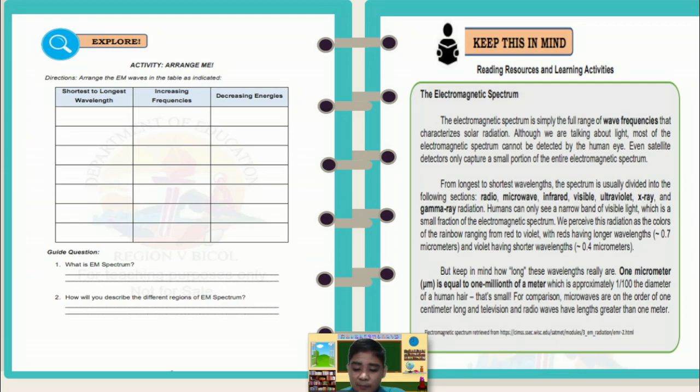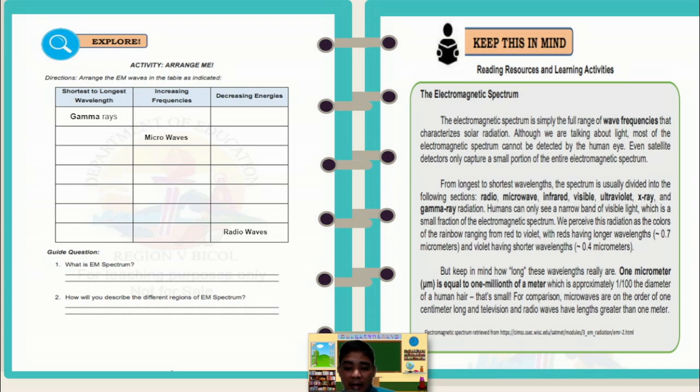So I'm going to give a sample in each column. For example, in number 1, the shortest is the gamma rays. So what will be the next? What will be the last? What about in the increasing frequencies? Okay, the example is microwave. That is in the second part, in increasing frequency. So in decreasing energy, the last one is the radio waves, meaning radio waves have the lowest energy among the members of the electromagnetic spectrum family.